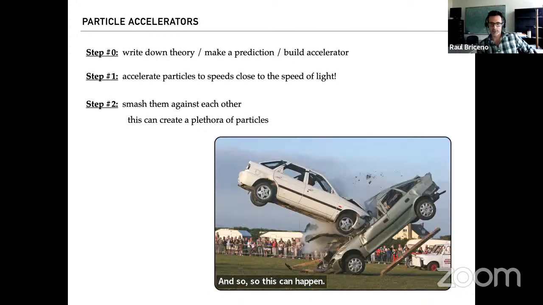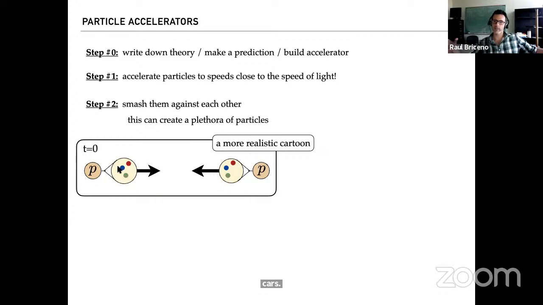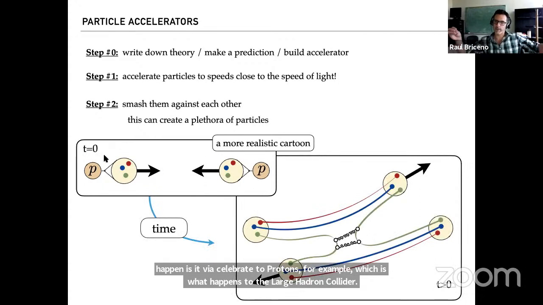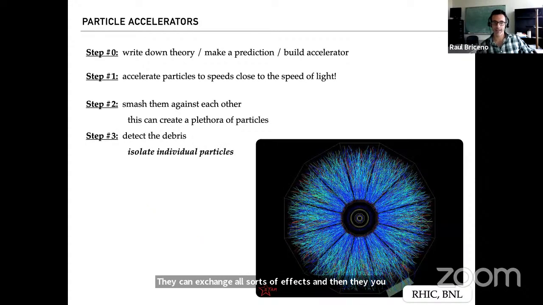Instead of a more classical picture of collisions of objects, like cars, we can have a more realistic cartoon. If I accelerate two protons, for example, which is what happens at the Large Hadron Collider, at some original time they're far away from each other. Then once they get closer, they can exchange all sorts of effects. There's some intermediate interaction region, and then they go off in their merry way, and you can detect them. You can create new particles. Many, many things can happen.